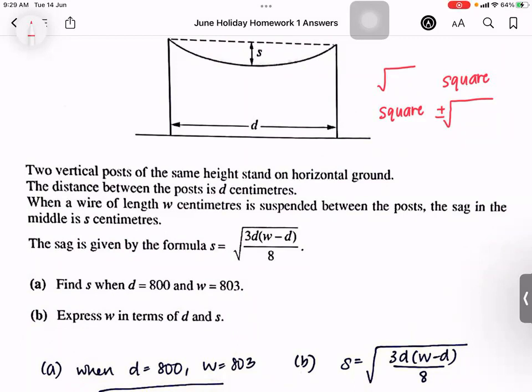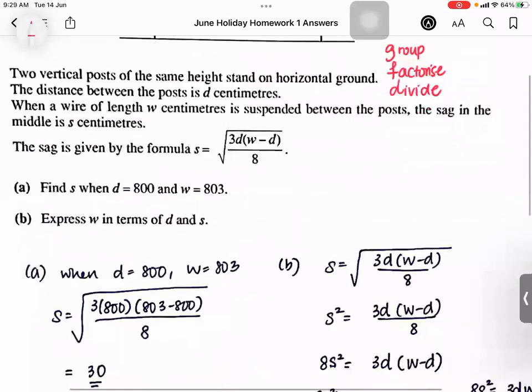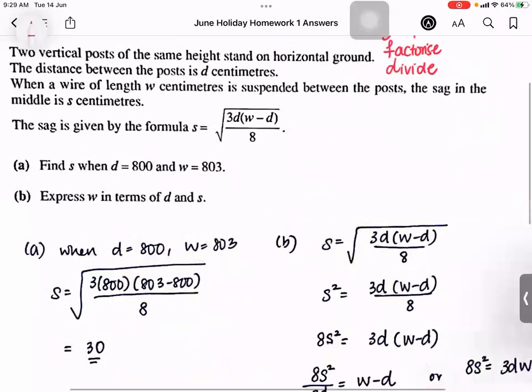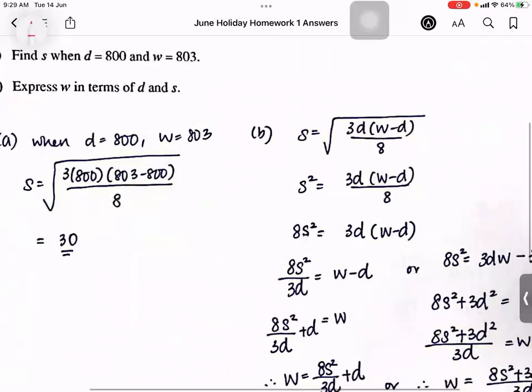Then you have other skills that involve grouping, factorize to get the subject, then divide away. But maybe I won't give you this kind of question yet. It will probably come up later in our practices in class. GFD. Okay, so in this one, the first one, I'm not going to go through, just finding answers. Now, how to express W in terms of D and S. Okay, first one, let's check.